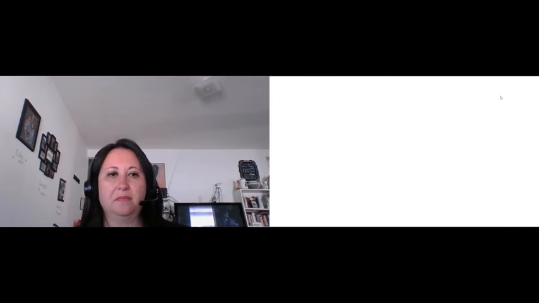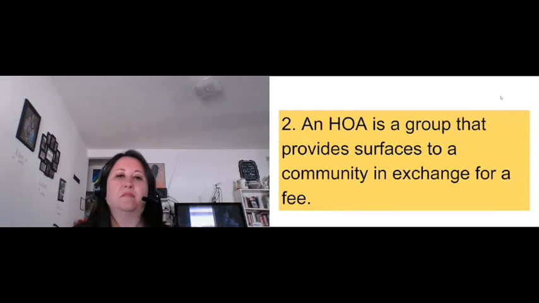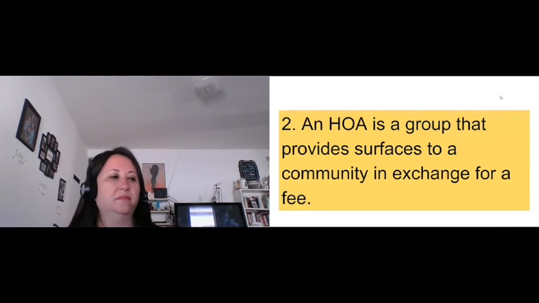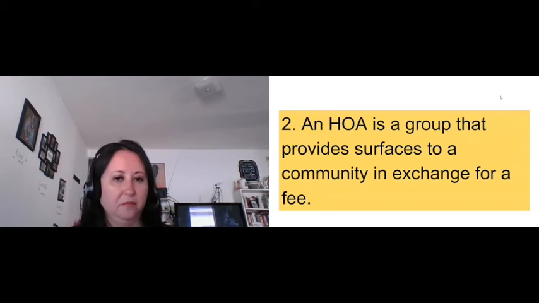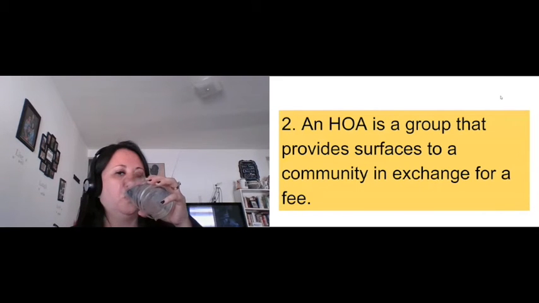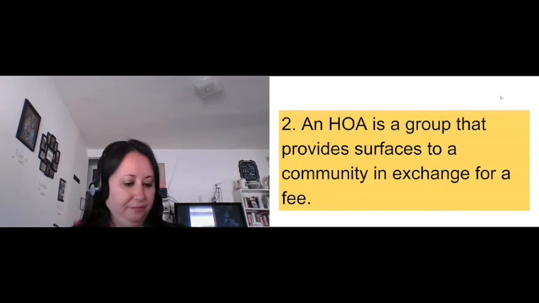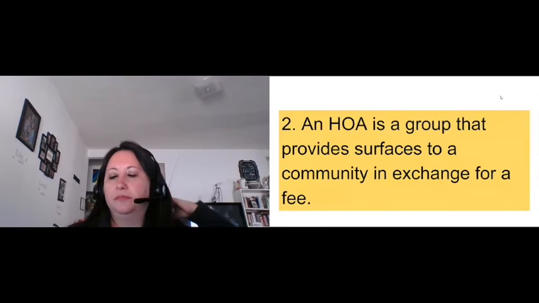Here, we're talking about housing in our core text, right? So we're practicing it by using a sentence like this. An HOA is a group that provides services to a community in exchange for a fee. Now, that's false. And of course, I would like someone to say what's wrong with it, and how we can fix it.